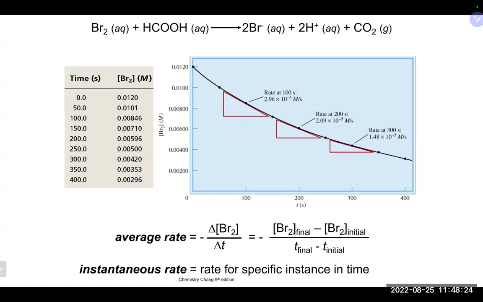One is an average rate, which is basically the change in the concentration of Br2 over the whole run, final minus initial, divided by final minus initial time. And there's also an instantaneous rate, which is really just for a specific period of time.